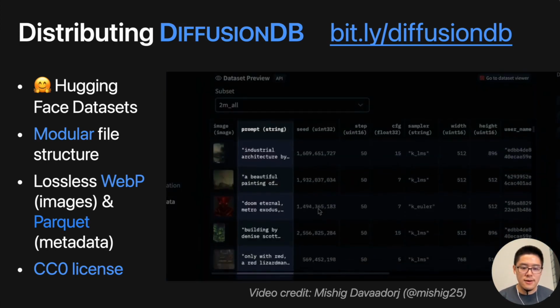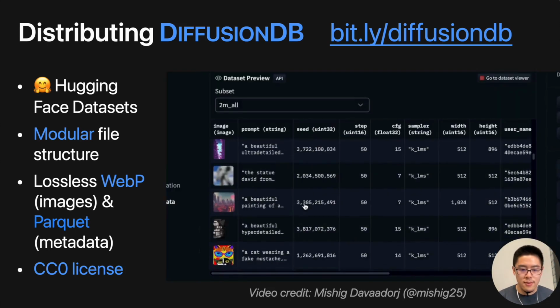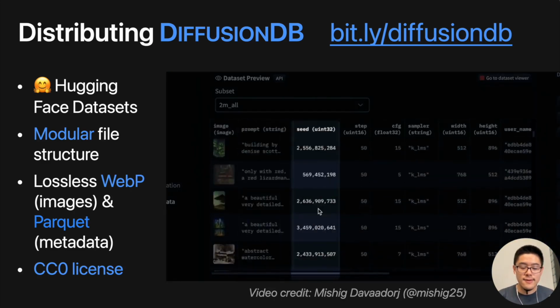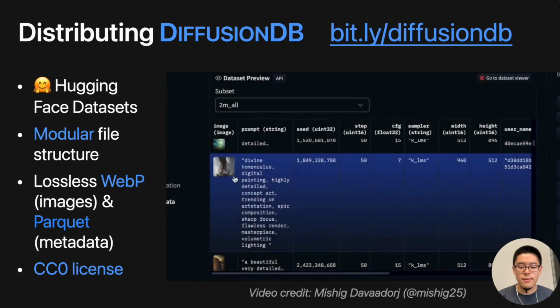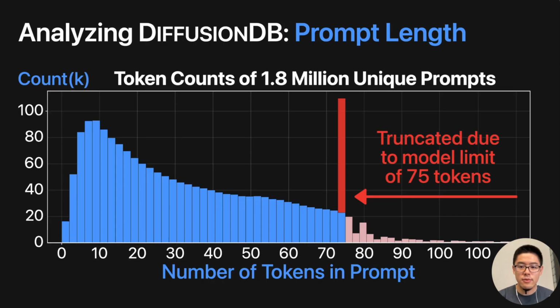We also use different formats to help users, such as lossless WebP images to encode images, and Parquet to encode the tables. We also distribute DiffusionDB using a CC0 license, which is Creative Commons, so people can do anything with DiffusionDB. And after having DiffusionDB, we also try to analyze the different properties of the prompts and also the images.